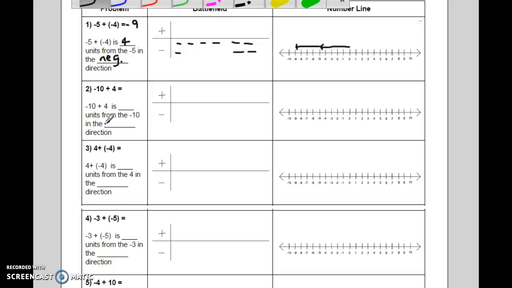Now the next one we have -10 plus 4. So when I represent this on my battlefield, I can say I have 10 negatives. 1, 2, 3, 4, 5, 6, 7, 8, 9, 10. And then I have 4 positives. And what I notice is that this is a battle because I have both positives and negatives. So I end up with 4 0 pairs right here. They cancel each other out, and what I'm left with is 1, 2, 3, 4, 5, 6 negatives. So my answer here is -6.